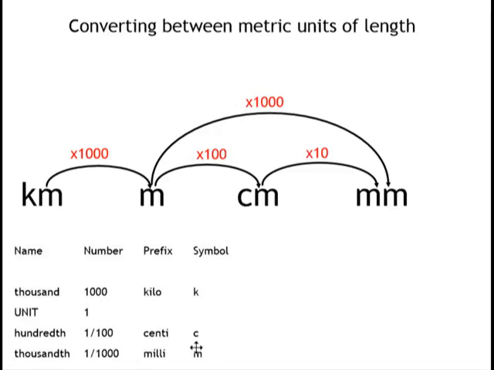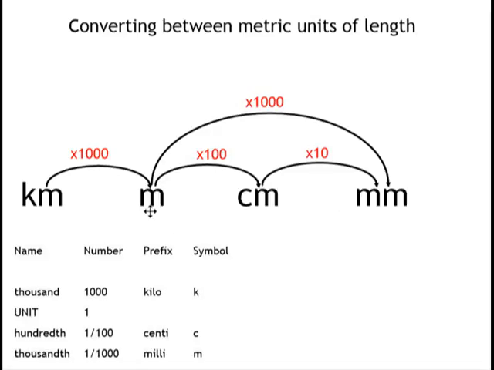We also learned that milli meant 1/1000. So there are 1,000 millimetres in 1 metre. If we have 1 metre that we wish to convert, we put 1 in here, we multiply it by 1,000 and we get 1,000 out. So we can say that 1 metre is 1,000 millimetres.